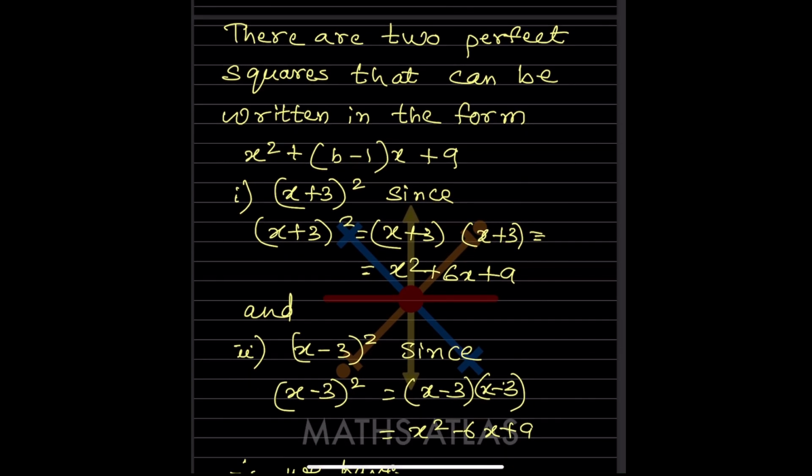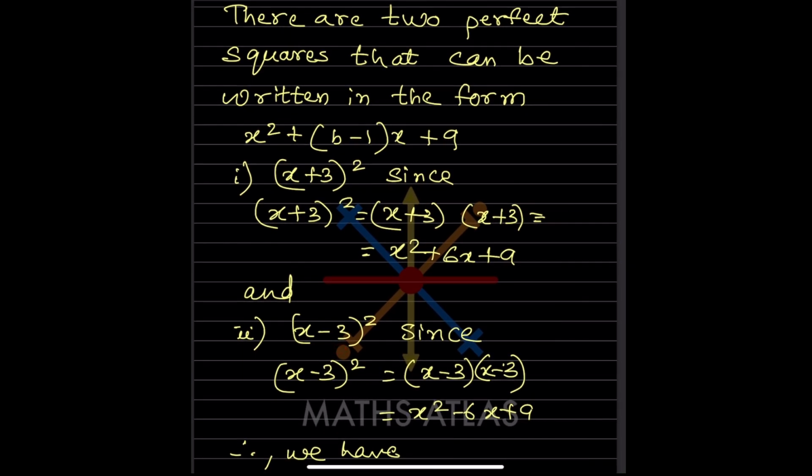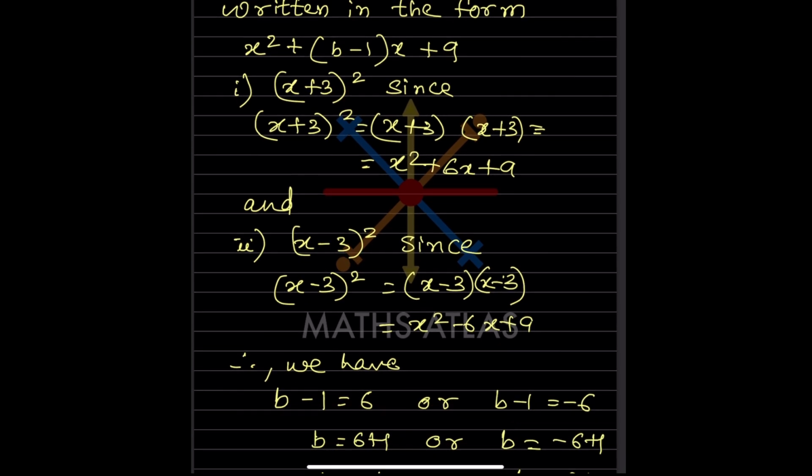And suppose you take here x minus 3. If you take plus here and minus here, x minus 3 whole bracket square means you are going to multiply x minus 3 and x minus 3. So again, x square minus 3x minus 3x and plus 9. So that is minus 6x plus 9.